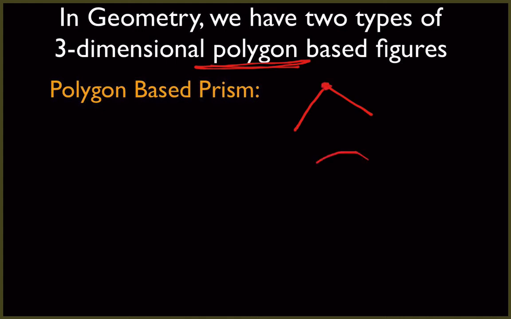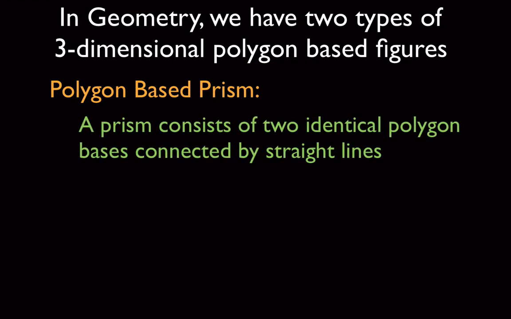Well, circles are the things that are not polygons. So we'll talk separately about how you find the surface area of something that is circle based, but today we're talking about the two major kinds, actually the only two kinds that we're going to ever talk about, of three-dimensional polygon-based figures, which are called polyhedra. So the first one is a prism. A prism consists of two identical polygon bases, so again, rectangle, square, something like that, connected by straight lines.